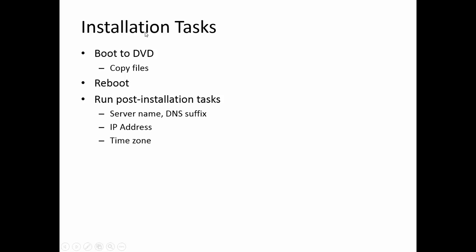So to install Windows 2012 Server, you boot to the DVD, copies all the files to the hard disk, then you reboot. Then you do the post-installation tasks, which includes assigning a host name and a DNS suffix, and then assigning an IP address and configuring the time zone.